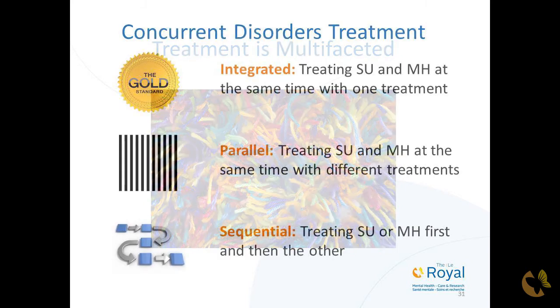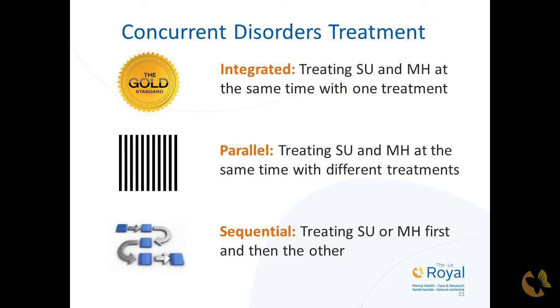If we think about general approaches to treating folks with concurrent disorders, so both substance use and mental health, one general approach is treating the substance use and the mental health difficulties at the same place at the same time. This would be considered the gold standard of care, where people are getting the services they need at one location. They're not having to run all over the place.